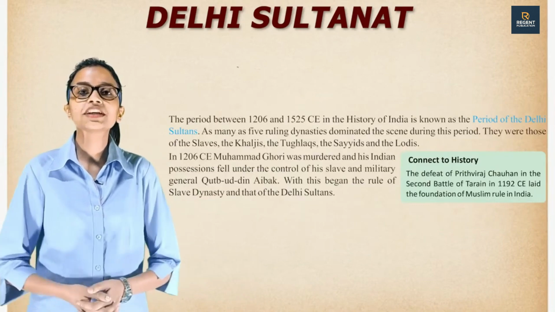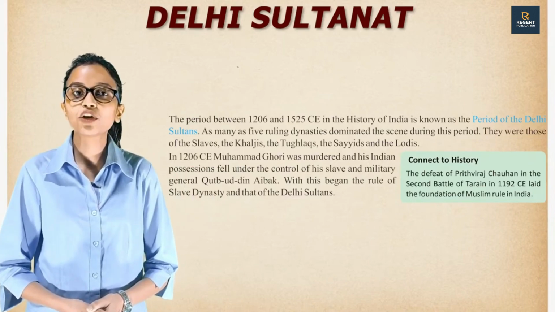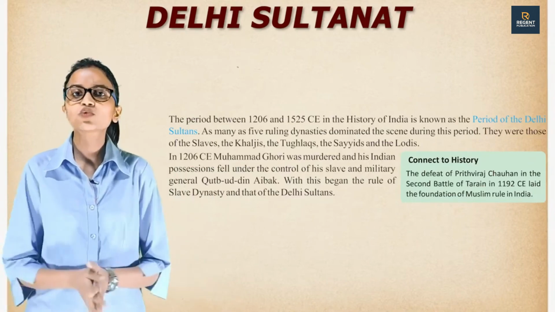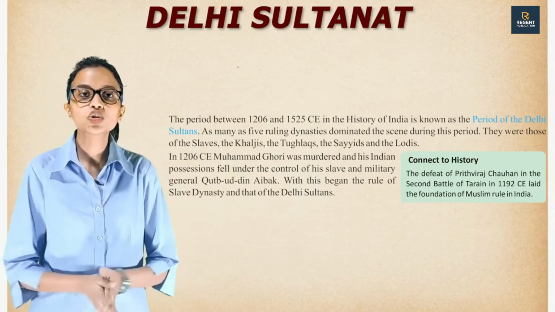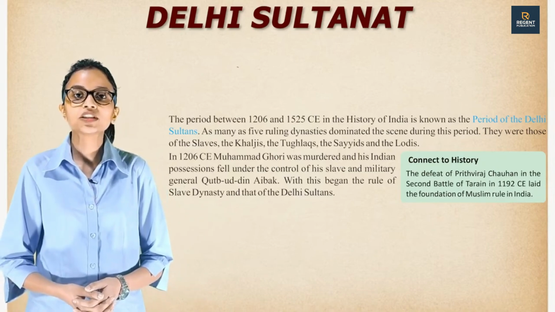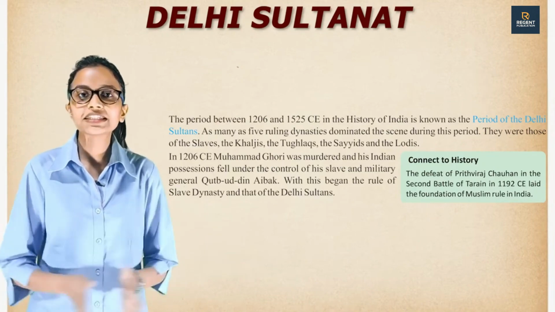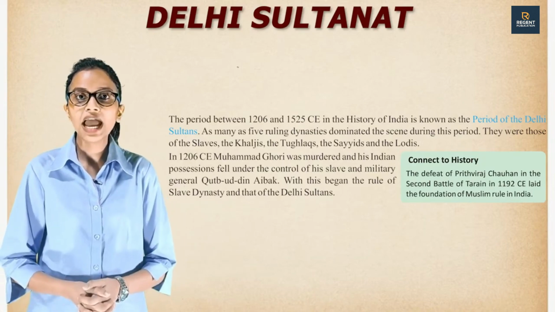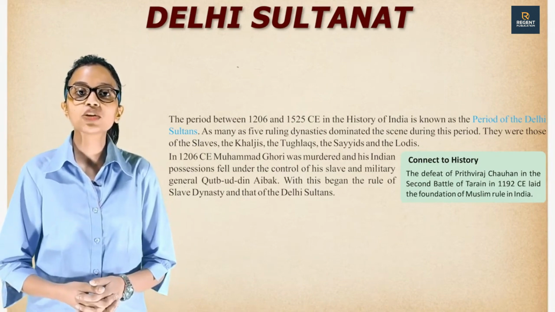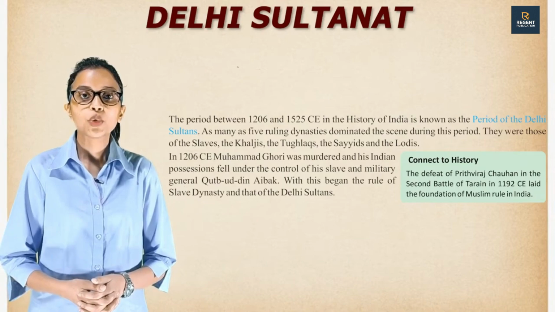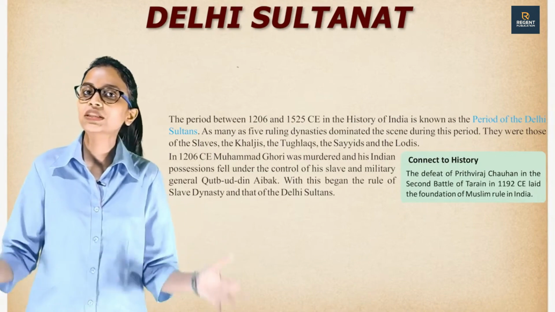The period between 1206 and 1525 CE in the history of India is known as the period of the Delhi Sultans. As many as 5 ruling dynasties dominated the scene during this period. They were those of the Slaves, the Khiljis, the Tughlaqs, the Sayyids and the Lodhis. In 1206, Muhammad Ghori was murdered and his Indian possessions fell under the control of his slave and military general Qutubuddin Aibak. With this began the rule of the Slave dynasty and that of the Delhi Sultans.